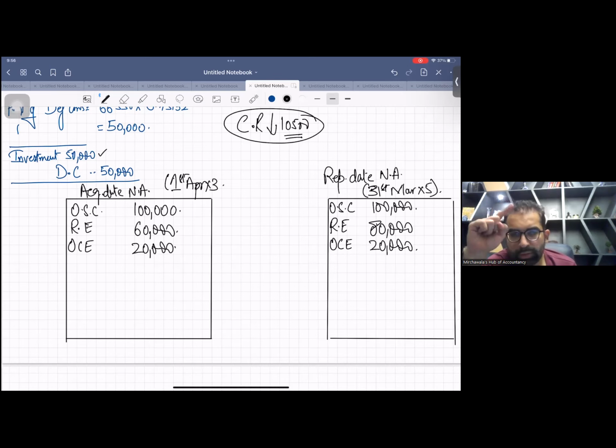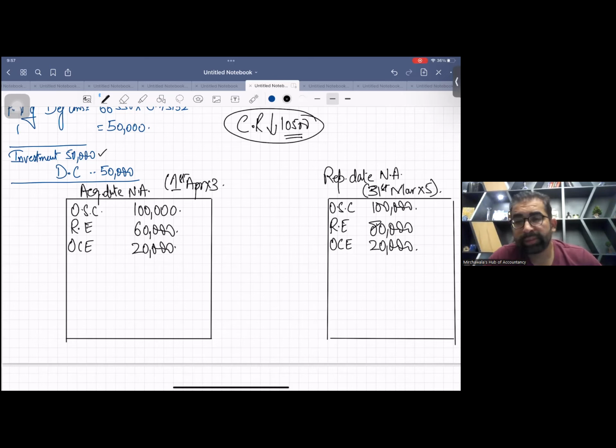If you want to take the picture, you can take. This is the acquisition date and this is the reporting date. The reporting date packet, we just picked from the SOFP, and the acquisition date packet, I picked from the notes.